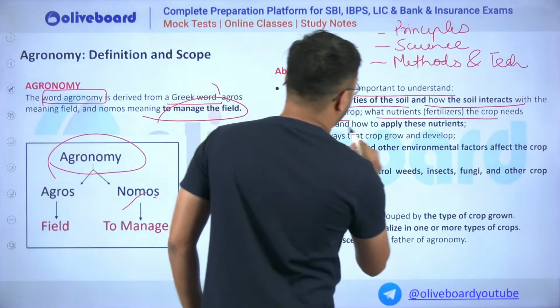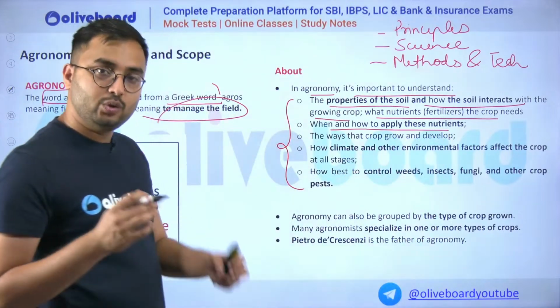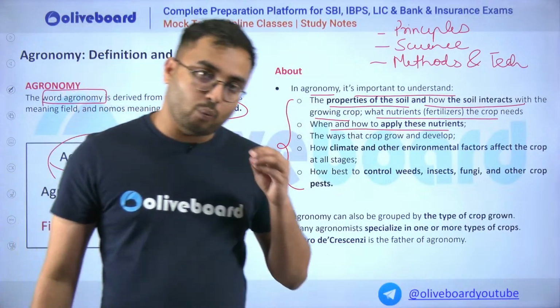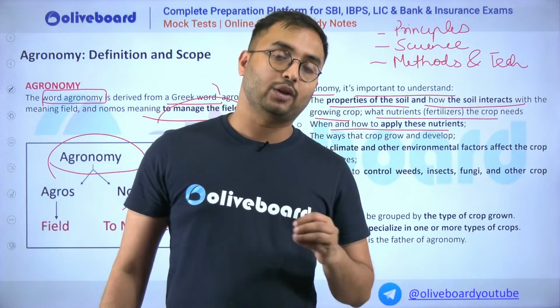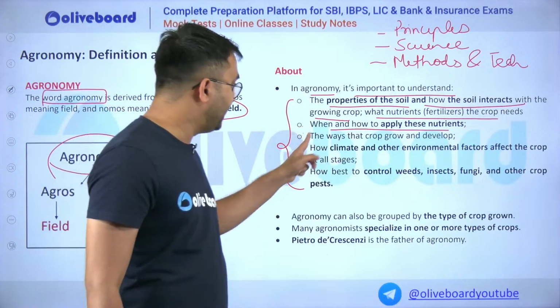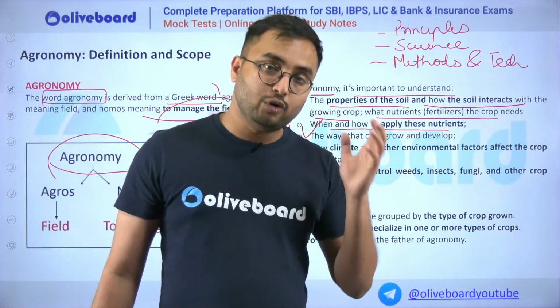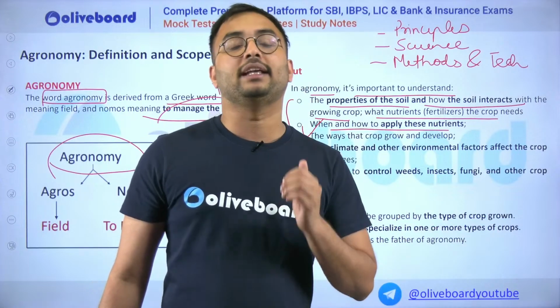Then when and how to apply these nutrients. These nutrients are actually applied, how to apply this. For example, which type of irrigation you are using. Are you using drip irrigation? Are you using overall flow irrigation? Are you using under the terrace irrigation?